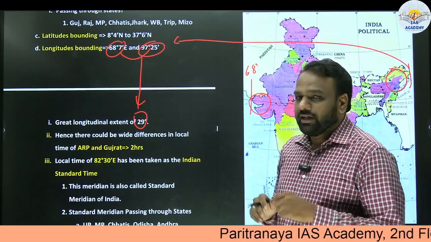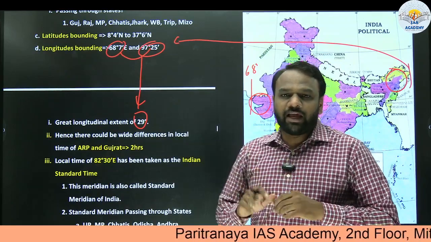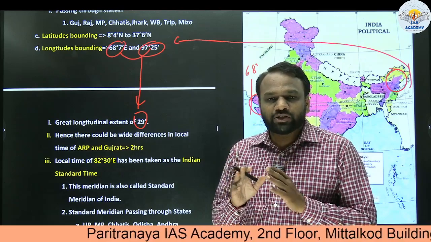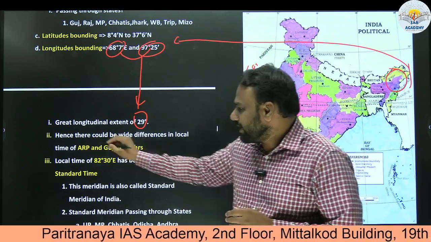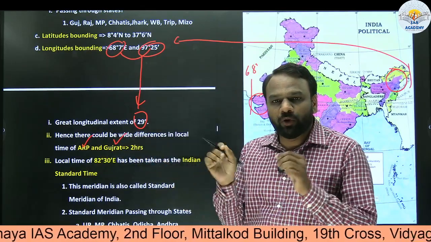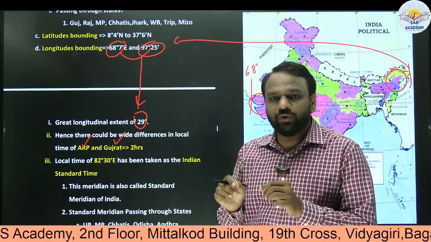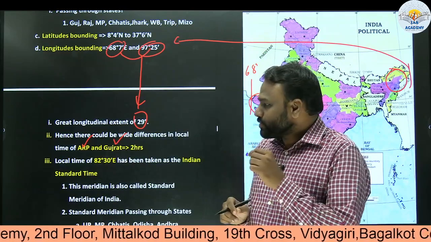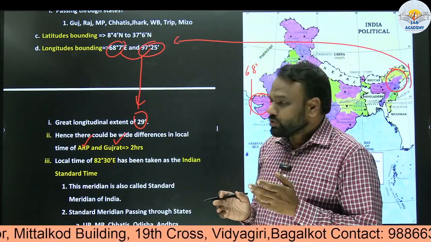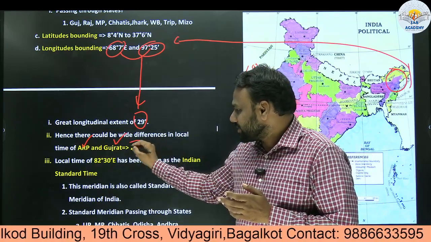That is why, when you look at the standard time, we have adopted a standard time. That standard time has to be followed by everyone, a person residing in Arunachal Pradesh as well as a person residing in Gujarat. They should not refer to local time, but rather they have to refer to standard time. So when it comes to standard time and local time, there is a gap of 2 hours.